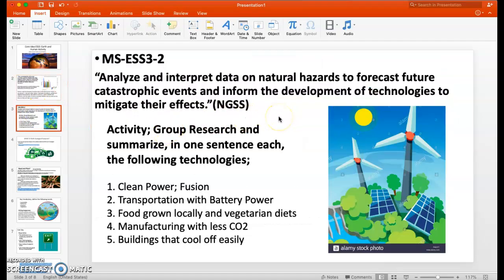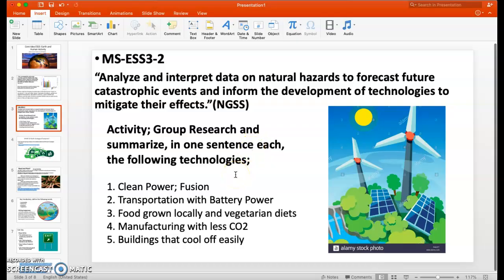The next step in our lesson today comes from the core standard of MS-ESS3-2, which is analyze and interpret data on natural hazards to forecast future catastrophic events and inform the development of technologies to mitigate their effects. So we're going to research some technologies that we have to combat climate change and global warming and discuss those. Get more familiar with the technologies that are available.